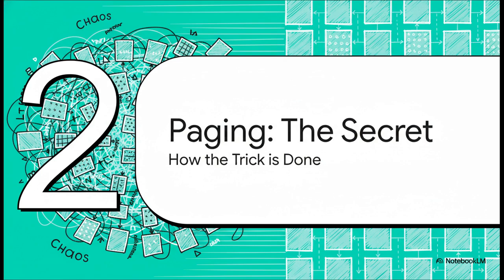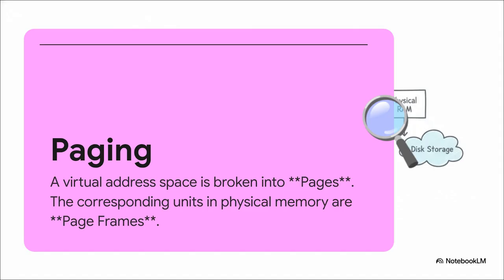The secret is a brilliant little system called paging. Instead of trying to handle memory as one giant, unwieldy thing, the OS gets smart. It just chops everything up. The program's imaginary memory gets cut into these little chunks called pages, and the real physical RAM gets cut up into chunks of the exact same size called page frames. Suddenly, everything is standardized and much, much easier to manage.